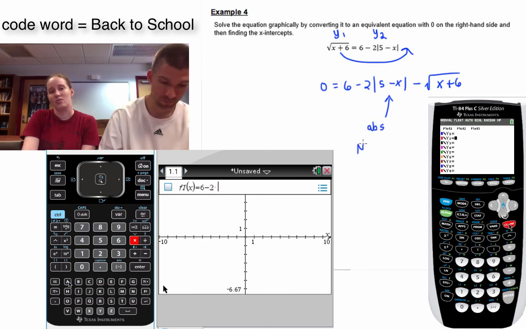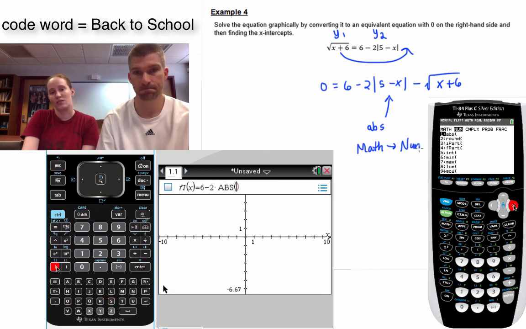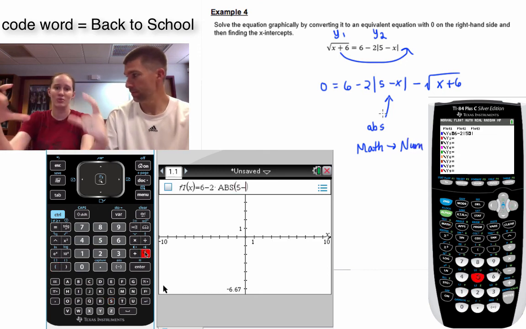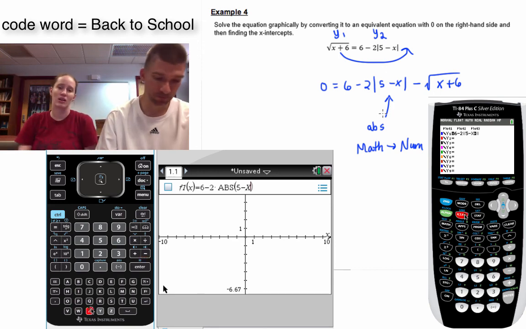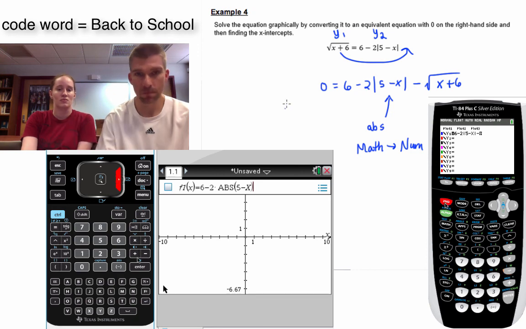Now this is a good opportunity for us to tell you that the absolute value button is in the math menu if you're on a TI-83 or 84. It's Math, then Num, and then abs, the very first one. On older ones, it gives you abs with parentheses. Newer calculators put the bars in for you. In the Inspire, you can just type in ABS.